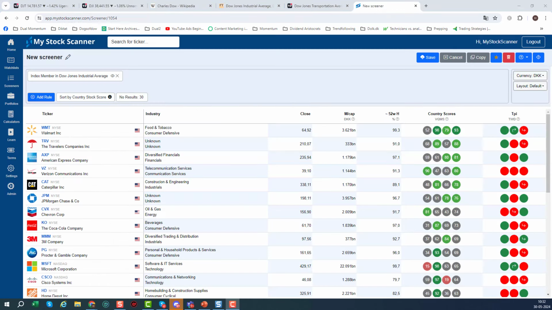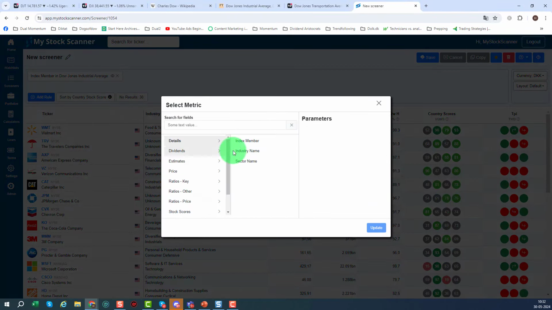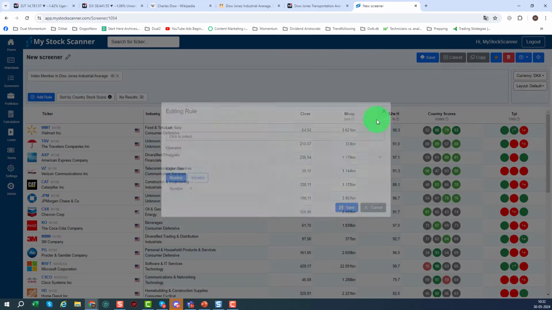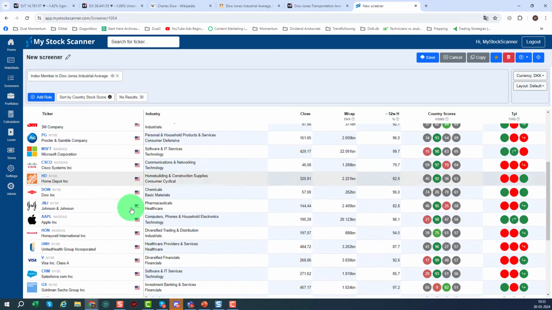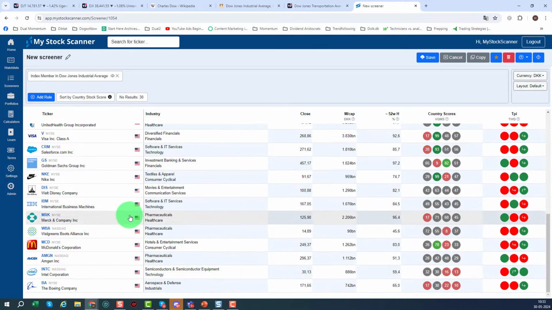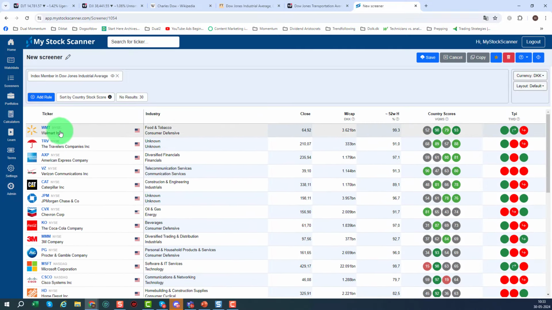As always, you can go into MyStockScanner and you can screen for different results. For instance, if you want to see which stocks are actually a member of the Dow Jones Industrial average here, then you can go in here in the screeners, you can make a new screener, you can add a rule as I've done here, and then I have chosen index member, pressed update, and then I have chosen it to be a member of the Dow Jones Industrial average. And here we can see the different constituents of this index here.